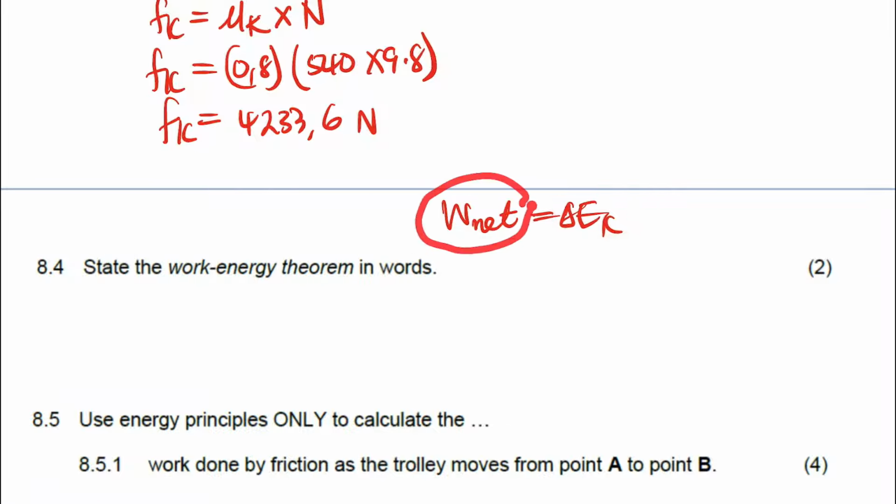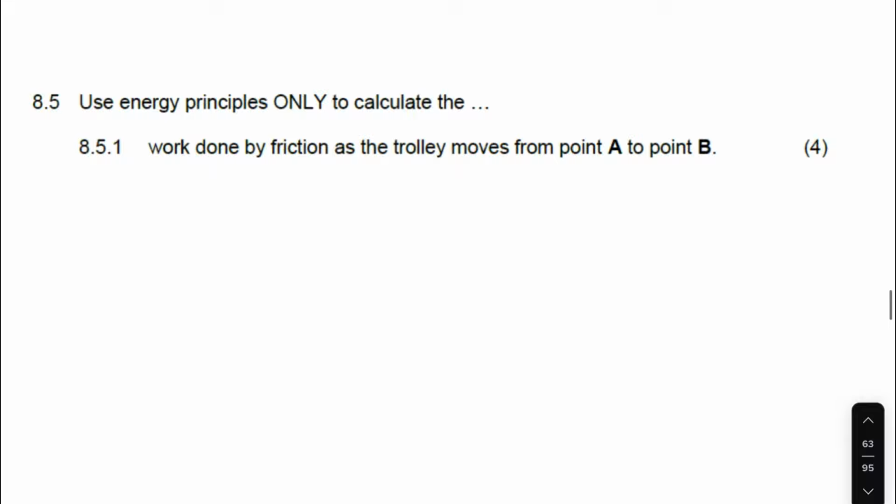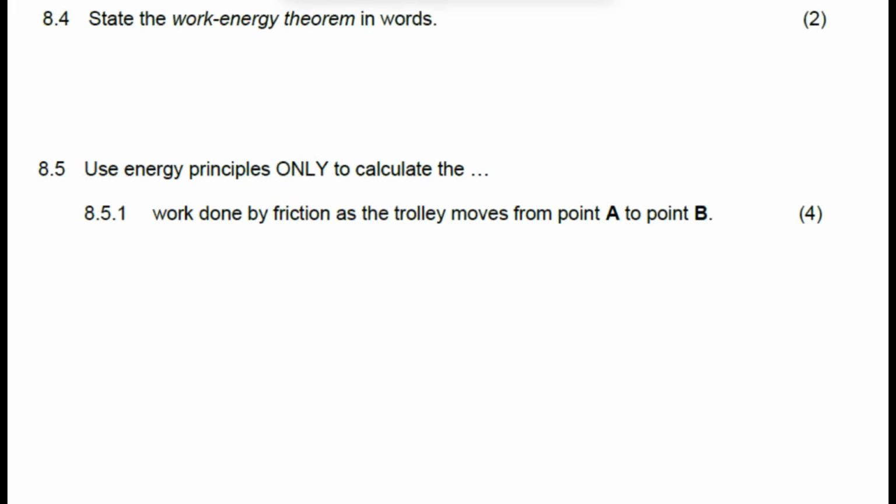It says the work net on an object is equal to the change in kinetic energy of the object. You see? Okay, let's leave that. Now let's go to 8.5. The question says use the energy principle only to calculate the work done by friction as the trolley moved from A to B.